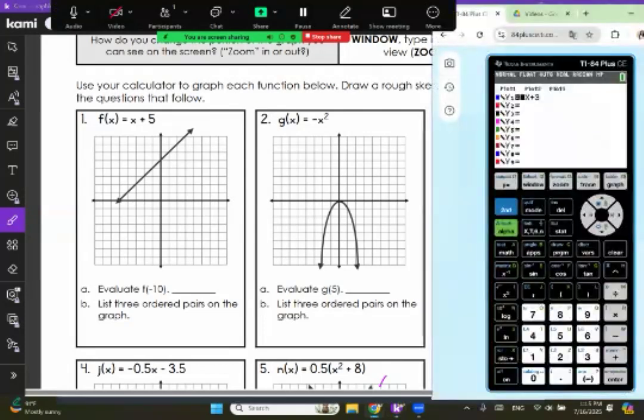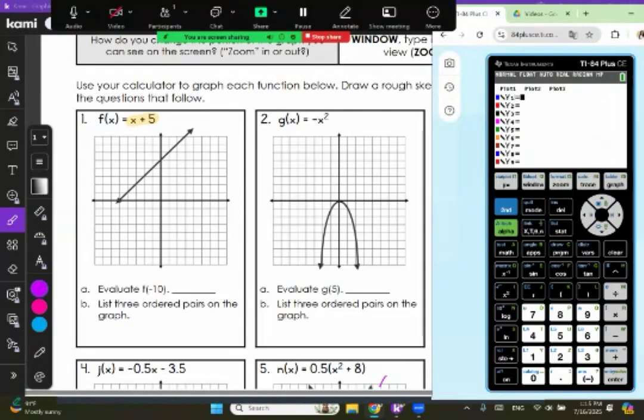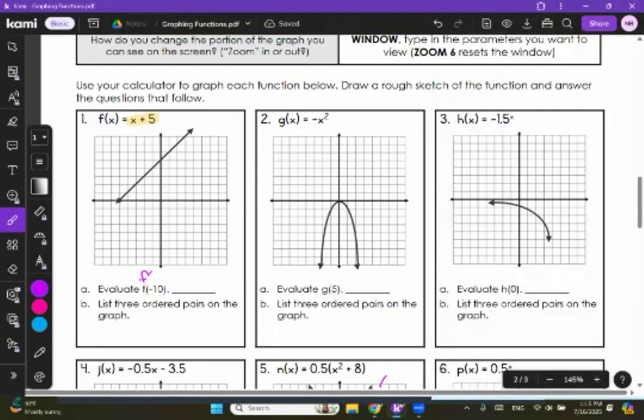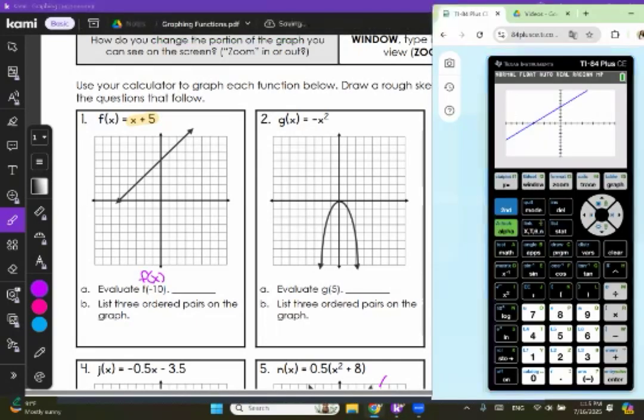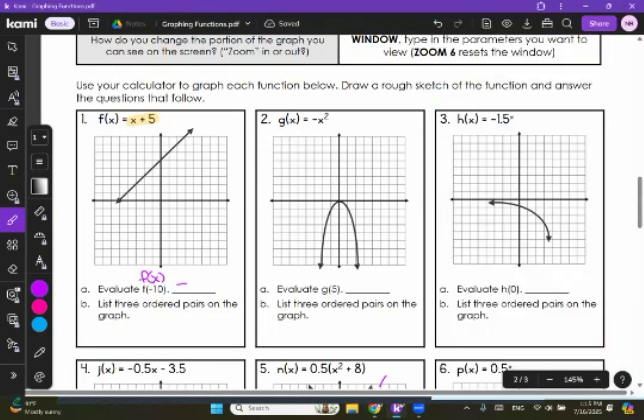We're going to go to y equals, clear that out, type in your equation. The equation is x plus 5. So I'm going to use x next to alpha plus 5. First thing I'm going to do is hit graph. Now, if we're looking for f of negative 10, that means we're trying to find where the x is negative 10. What if x is negative 10, what is my y value? So go to second graph. I'm up here at the negative 3, so I'm going to go up to the negative 10, and what do I see? A negative 5.